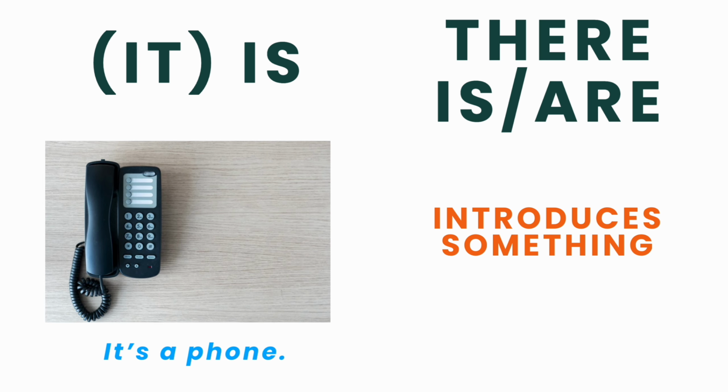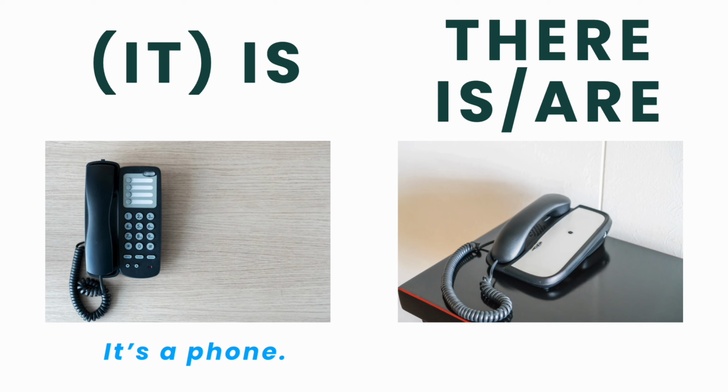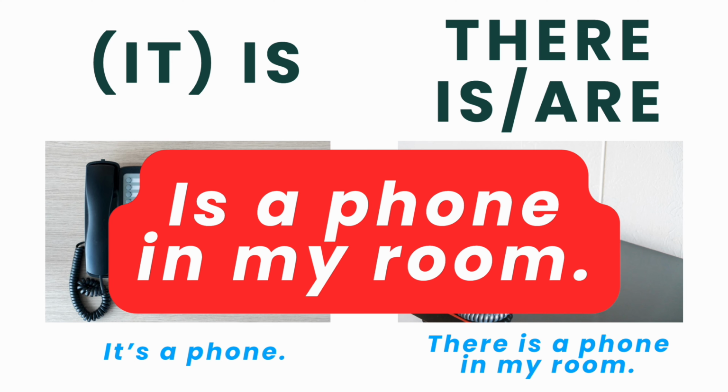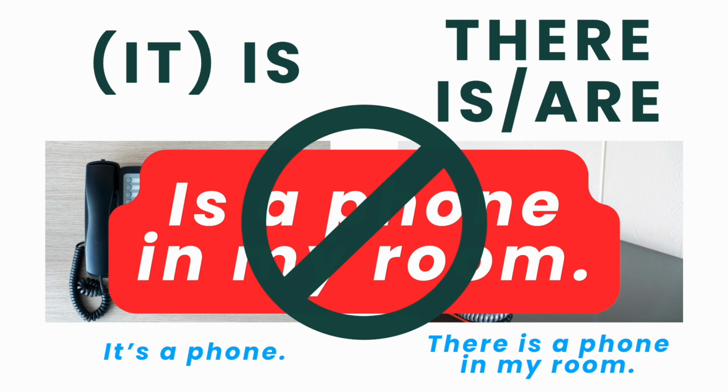Now, if I want to talk about the presence of this phone in a location, I would say there's a phone in my room. Do you see the difference? You never start with is a phone in my room, for example. We never start a positive sentence in English with the word is. Never. So now we are done with typical mistakes. I hope it is very clear for you when we use there is and when we use have, when we use is, when we use exist, right?